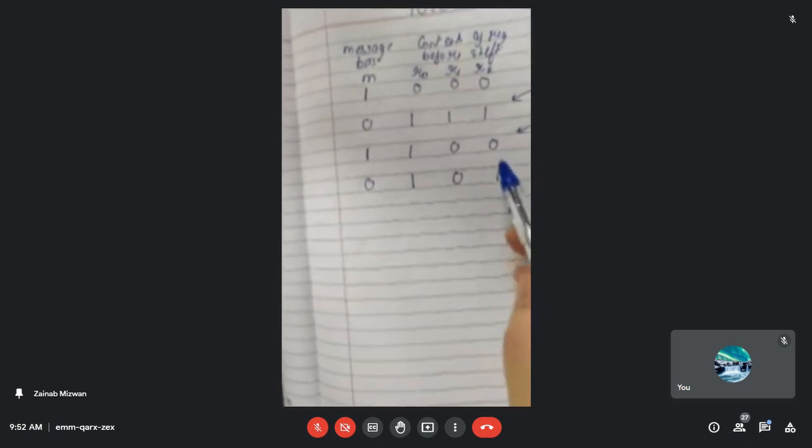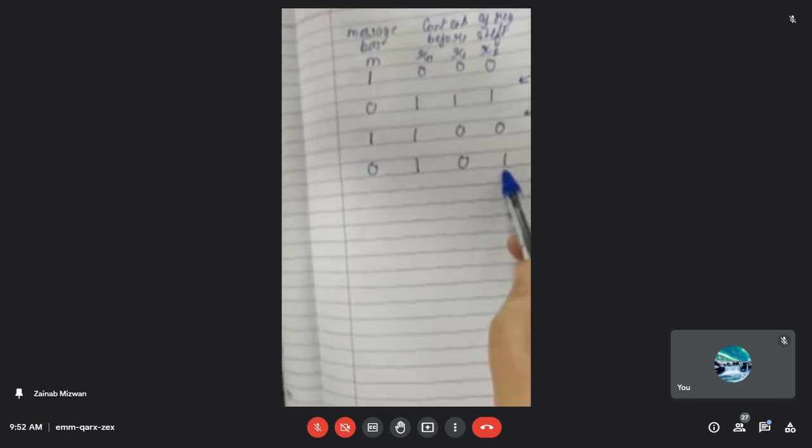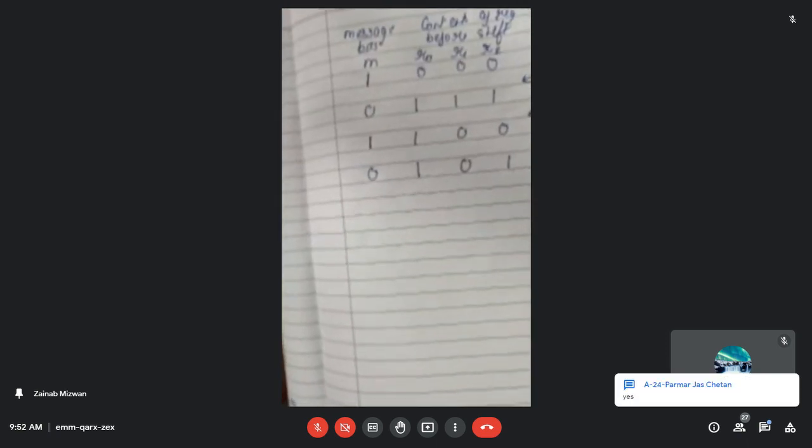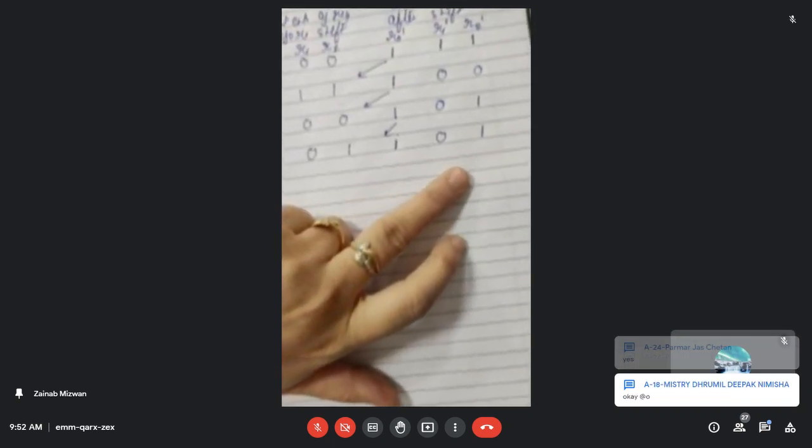R2 dash के लिए क्या है आपका? Again you are having the R1 XOR with the R2. That is the 0 XOR 1, 1 XOR 0. It will be 1. So what we are getting is the 101. Again here we will be getting the 101.